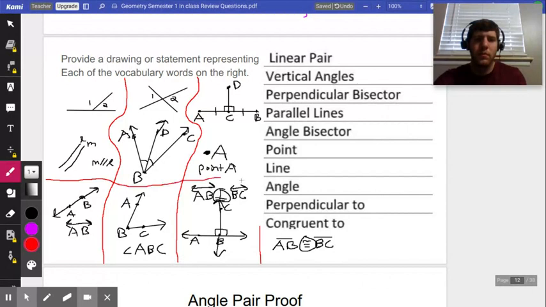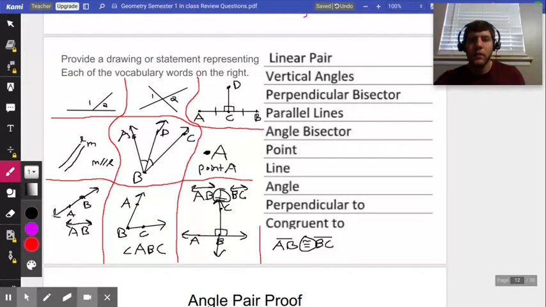Tried to parcel it off as well as I could there. Okay, so we have linear pairs, we have vertical angles, we have a perpendicular bisector, we have parallel lines. There's the symbol for parallel. We have an angle bisector. DC is splitting the big angle in half. Here's what a point would look like, and we can name it point A.